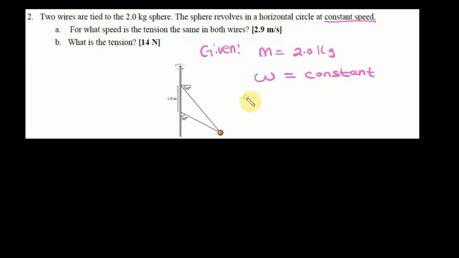Question A. For what speed is the tension the same in both wires? We need to find the speed when the tension in both wires is the same. And we need to find what is that tension. That is the question that follows in B. So let's go right ahead and analyze our problem. What do we have here?